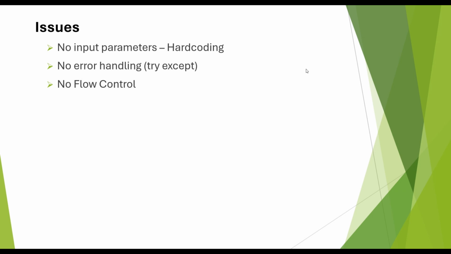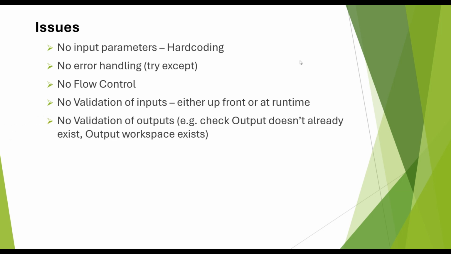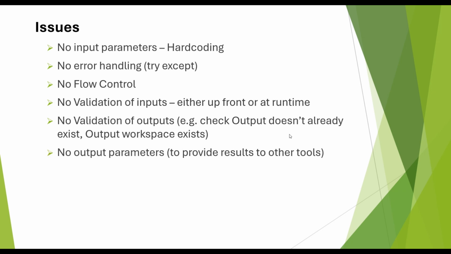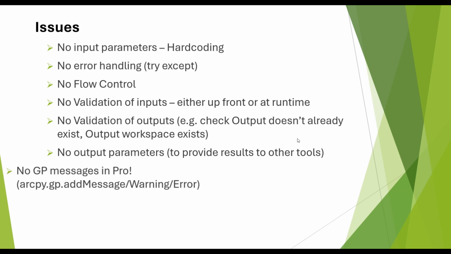And then obviously there's no flow control. There's no ifs, no loops. It's all very simple, flat format, one line after the other, copied and pasted out of the Copy Python Command, as it was in that first session. There's no validation of inputs, either up front or at runtime. There's no validation of outputs, for instance checking the output doesn't exist or that the output workspace exists. That's a common one. And it did not even expose the output parameters.